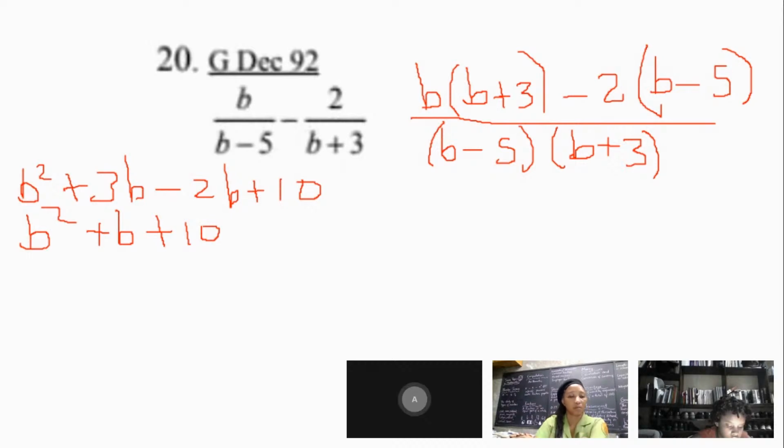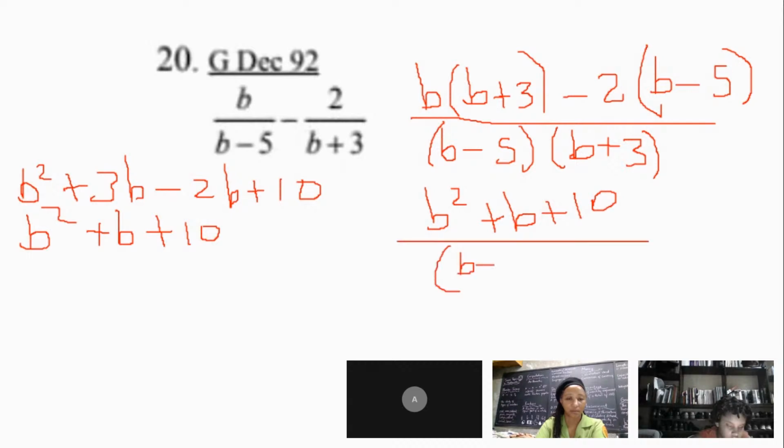So b times 10. 1 times 10, that's 10. Okay, so it can't be factorized. That can't be factorized, so we'll put that at the top then, right? Yes, miss. So b squared plus b plus 10, over b minus 5, b plus 3.